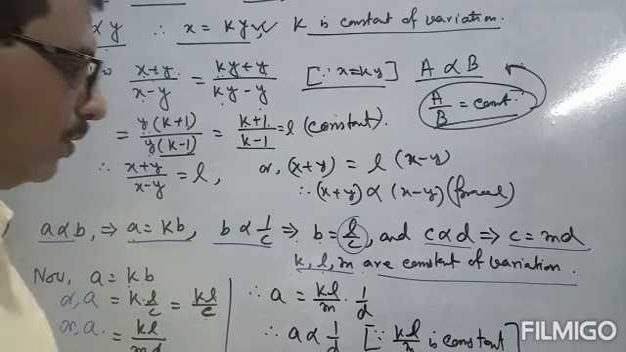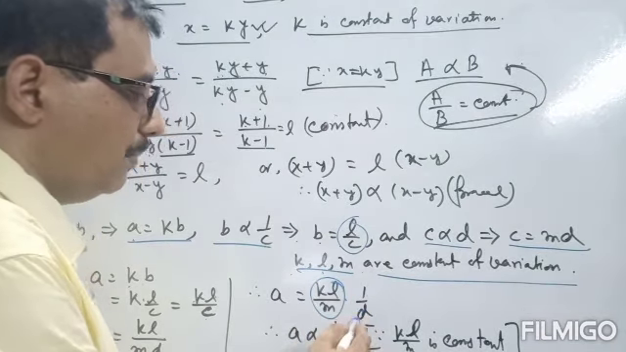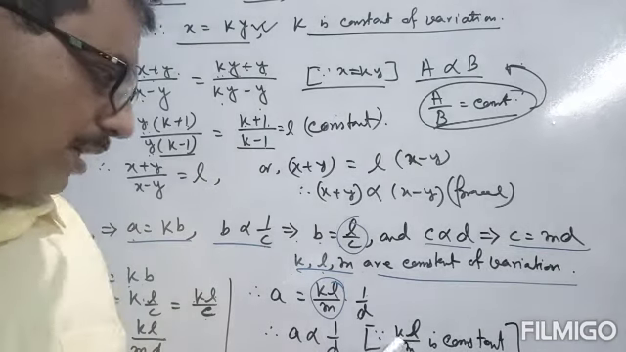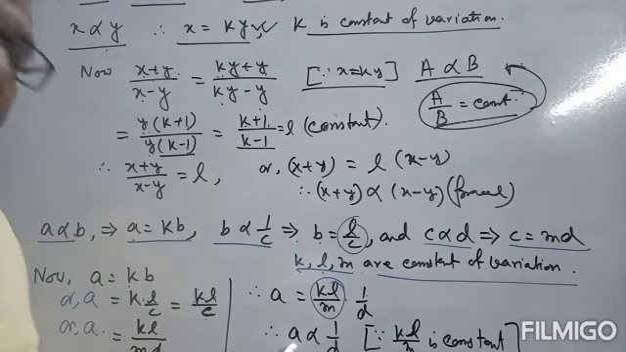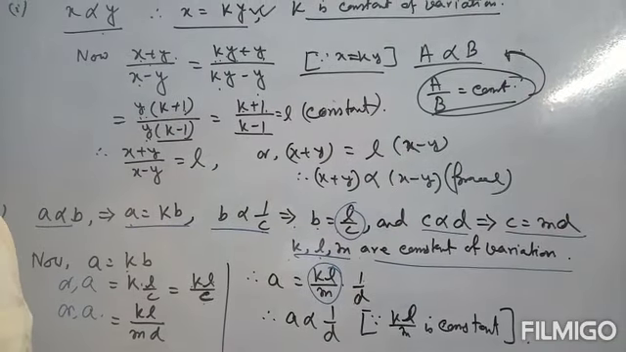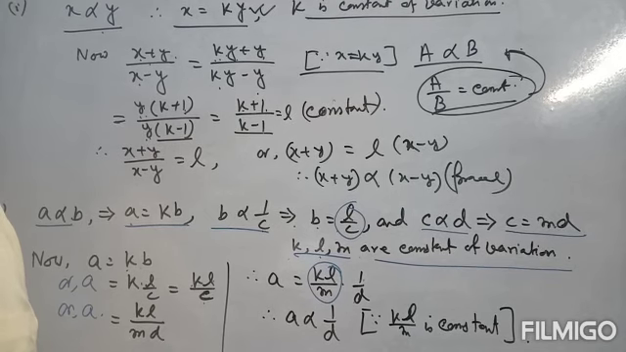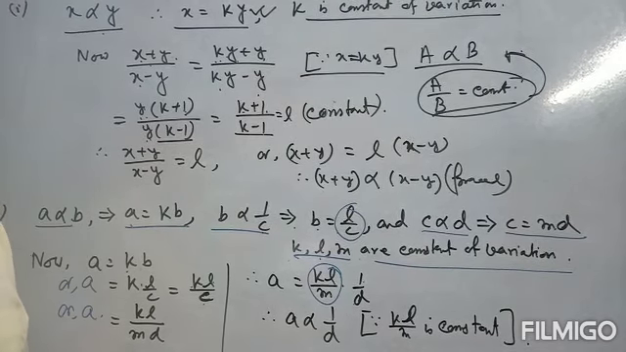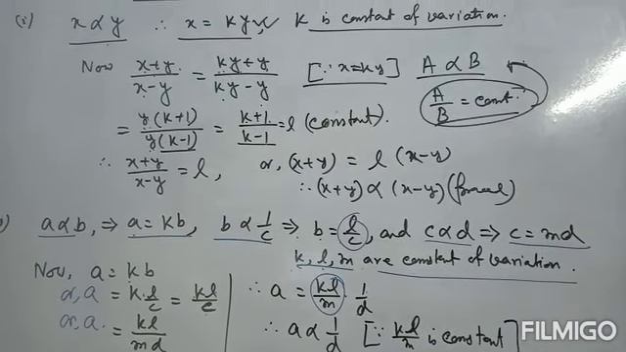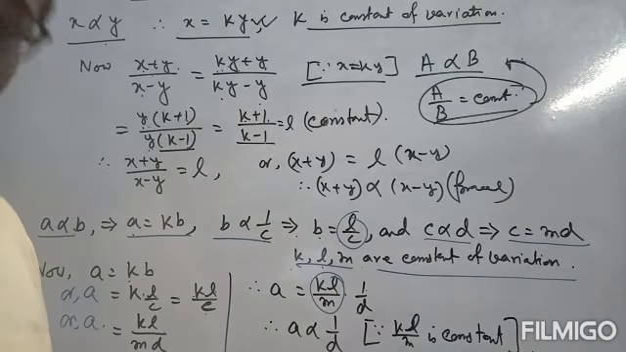Now K is constant, L is constant, M is constant. Product of two constants is constant, division of two constants is constant again. So KL by M is constant. So we can conclude A varies as 1 by D. That means A and D are in inverse variation. It's okay now. A and D are inversely proportional.